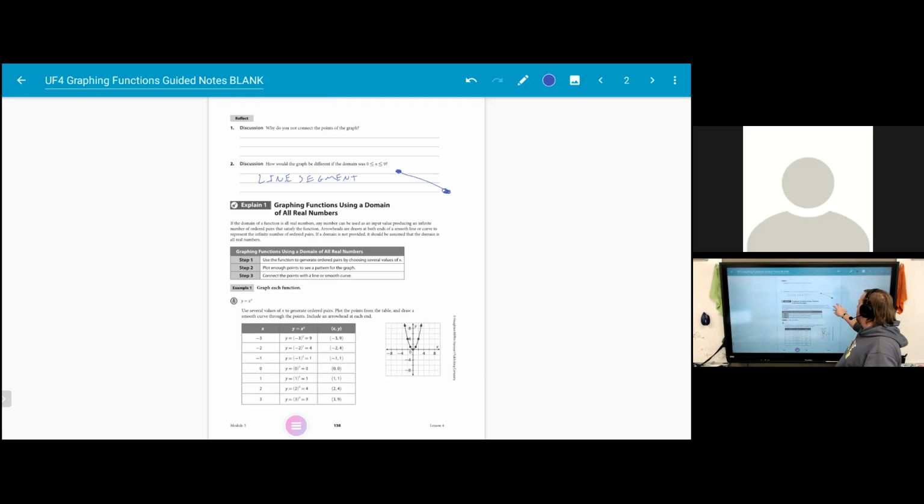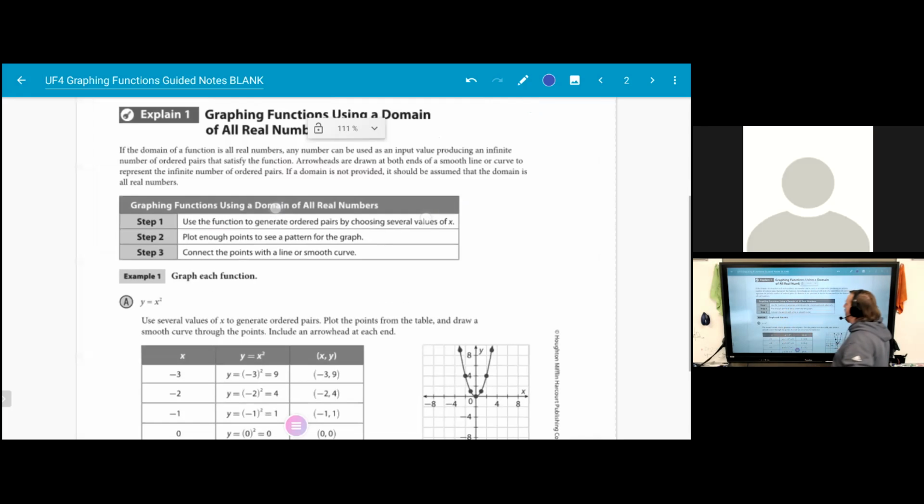All right. Let's look at this guy. It says graphing functions using the domain of all real numbers, which is kind of what I was getting at just a little bit. This is what you might be used to a little more, where just what does the entire graph look like if all x values are available to us? Well, how do we do this?